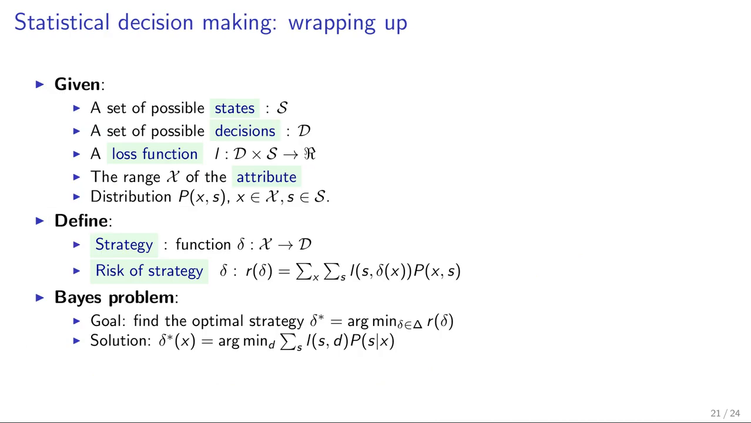Moving on. Wrapping up. So given a set of possible states and decisions, there is a loss function. There is a range x of the attribute. There is the joint probability distribution. Now the strategy is a mapping from the feature space to the decisions or actions, and the risk associated with the particular strategy, you have to sum up over all the features and the states, and the loss function links states and the decisions, and the joint probability links these states with the percepts. Now, the Bayes problem goal is to find the optimal strategy. So you're minimizing the risk of a strategy, and this is how you do it.